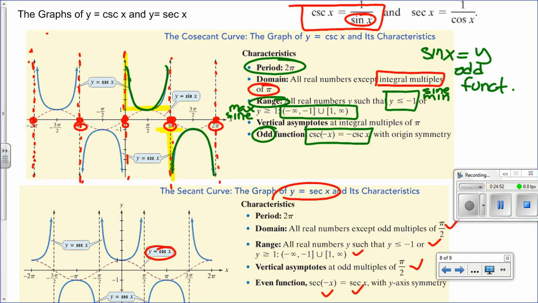So either they're greater... I'm just going to write it. So they are greater or equal to 1, or the y values are less than or equal to negative 1.